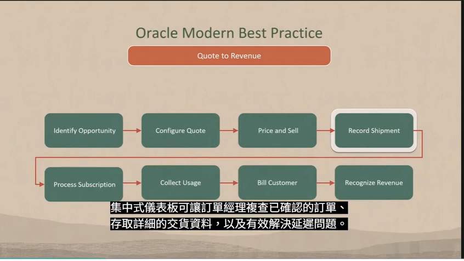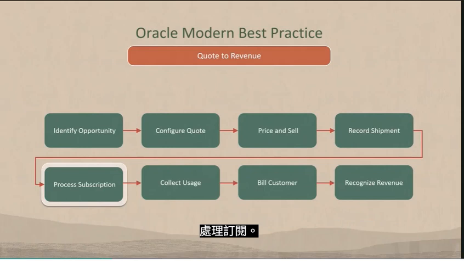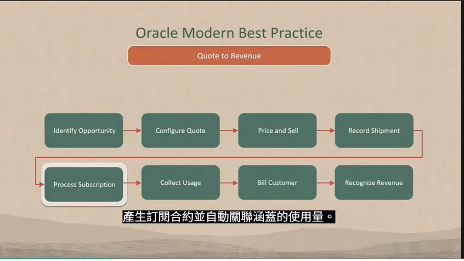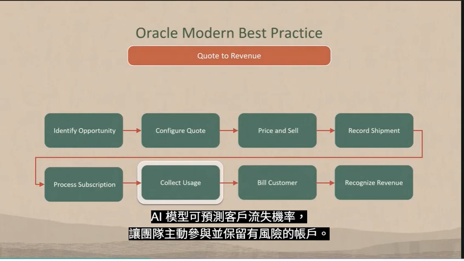AI models predict customer churn probabilities, enabling teams to proactively engage and retain. Bill customer. Automate invoice generation to deliver timely and accurate invoices and statements based on usage data and billing calculations. Recognize revenue. Revenue managers independently report subscription-based revenue in compliance with ASC 606 and IFRS 15 standards. Revenue entries are automatically generated based on customer contract terms.